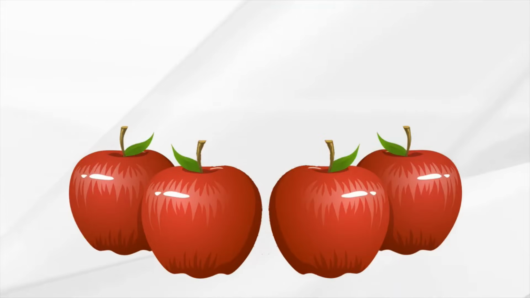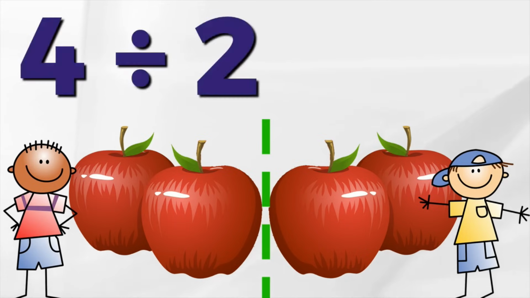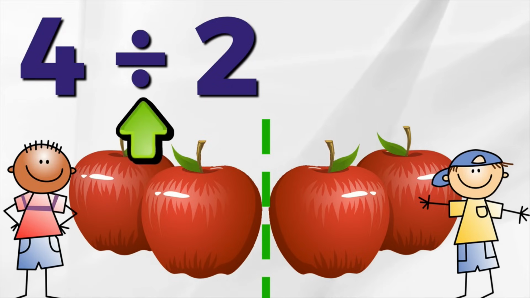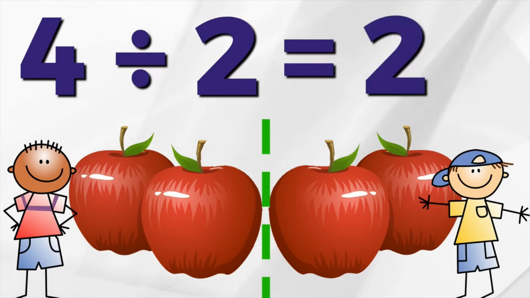Let's say there are 4 apples. Michael and Liam want to split the apples, and they want to make sure it's fair. There are 4 apples, and we are dividing the apples into 2 groups. 1 for Michael and 1 for Liam. 4 divided by 2. This symbol right here is the division sign. It shows us we're dividing. What is 4 divided by 2? Yeah, 2. That's right. 4 divided by 2 equals 2. If Michael and Liam are splitting these 4 apples, they each get 2.